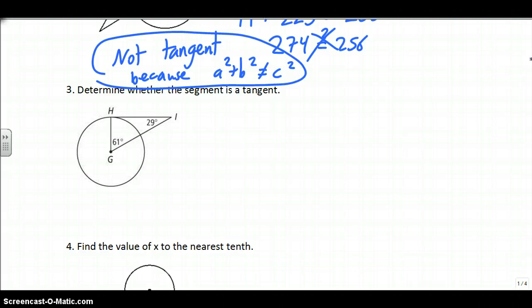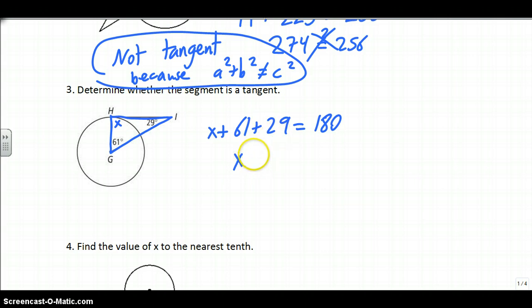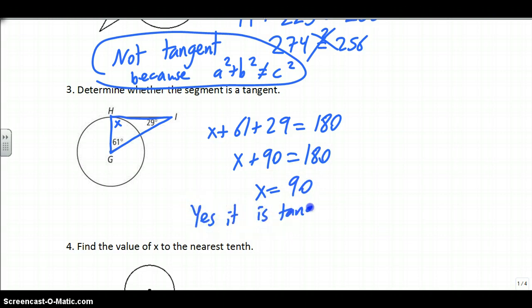Number 3, determine whether the segment is a tangent. Well, this is kind of a little bit different. Again, this would need to be a right angle, right? We have a triangle with two angles, 61 and 29. Well, we might as well call that x. I know that those three angles together have to add up to 180 degrees, right? Well, 61 plus 29 happens to equal 90. And when I subtract 90 from both sides, x has to be 90, which means, yes, it is tangent because it makes a right angle.